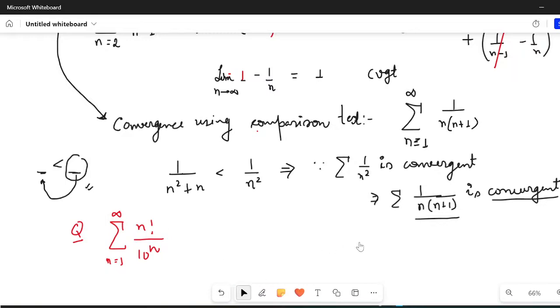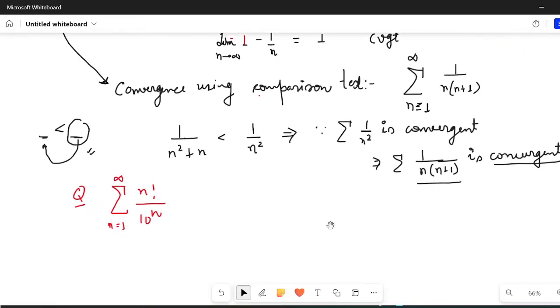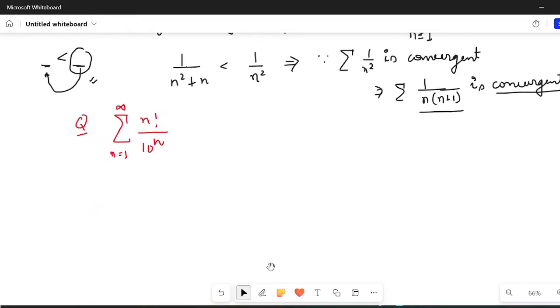So in this particular series, it will be fruitful for you to use the D'Alembert ratio test. Why? Because here it's easy to find the limit. If I replace n by n plus 1, we get n plus 1 factorial, and then things would be easy.